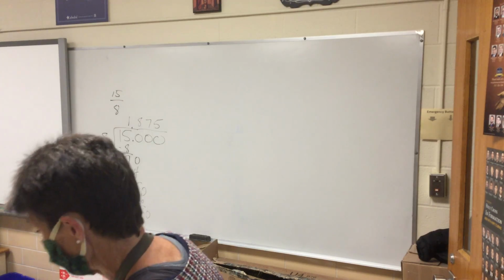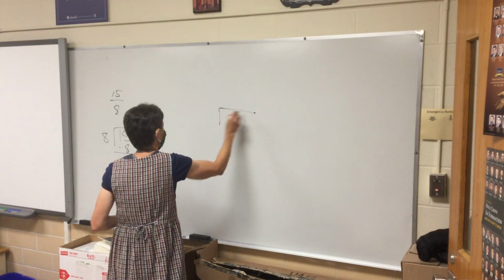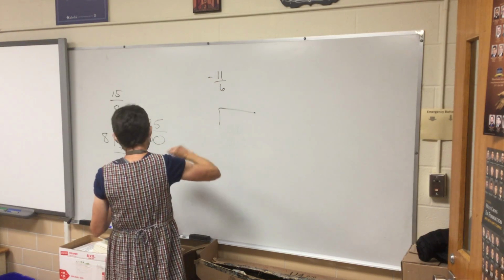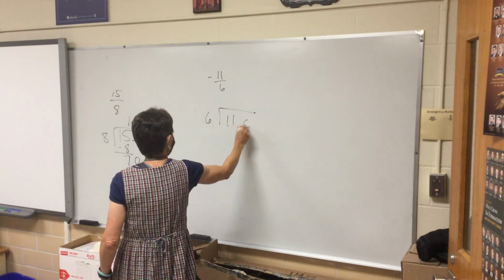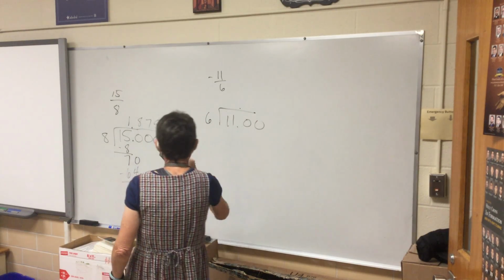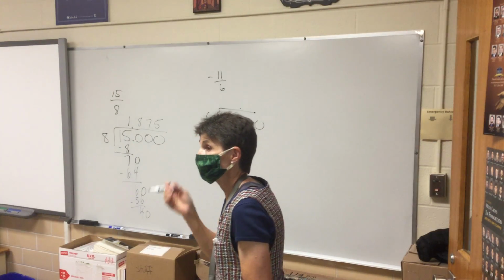Top divided by bottom. So when I look at the next one, negative 11/6, I'm going to divide 11 by 6. Always top divided by bottom.